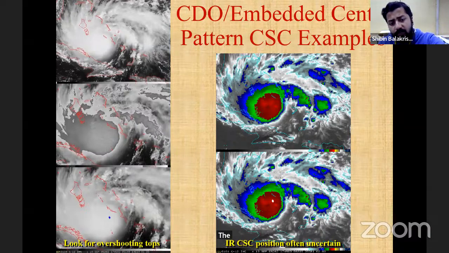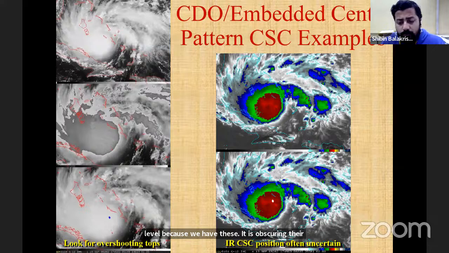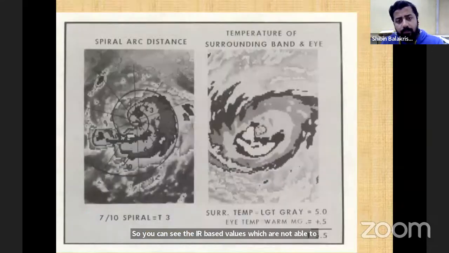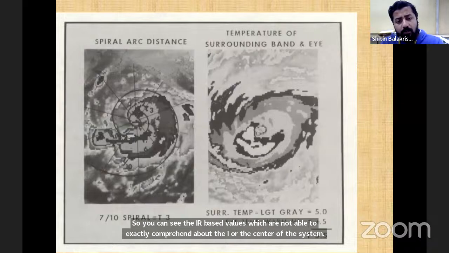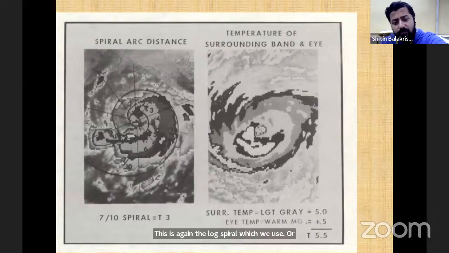The CDO pattern is, again, like I told you, visible in IR. We have this limitation of the values not being available at this level because we have these cirrus clouds which are obscuring the values. So you can see the IR based values, which you're not able to exactly comprehend about the eye or the center of the system. So this is again the log spiral which we use for understanding, or I'll say coming out with your T number if it is in your shear band pattern.